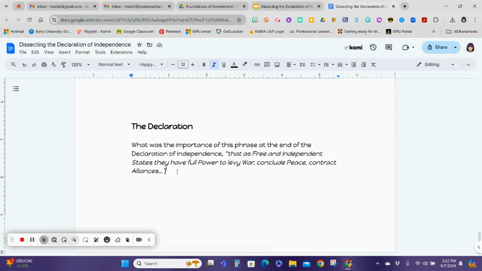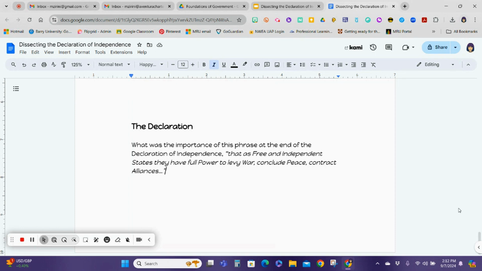to find alliances with other countries to help us, and we have the ability to conclude peace whenever we are ready to find peace that is suited to us. So they have the ability to independently do these things on their own, not dependent on Britain. So they're going to wage war how they see fit. They will find those alliances and they will conduct peace once they have reached their goal of being independent.